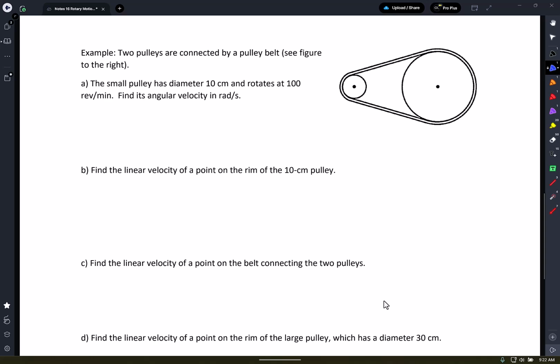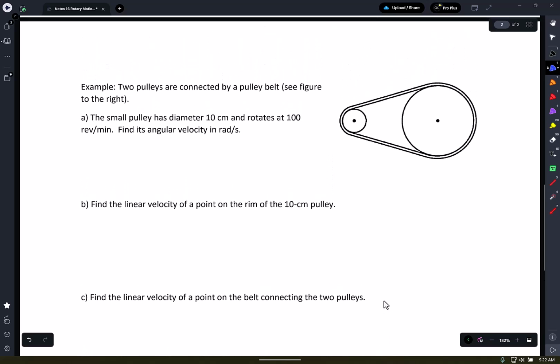All right, you guys ready? Here we go. Two pulleys are connected by a pulley belt. So there it is. That's just a pulley belt. When you open up the hood of your car, that belt is called a pulley belt, or sometimes they just call it a belt, right? The small pulley has a diameter of 10 centimeters. So this small pulley here has a diameter of 10. So the radius is what? 5 centimeters.